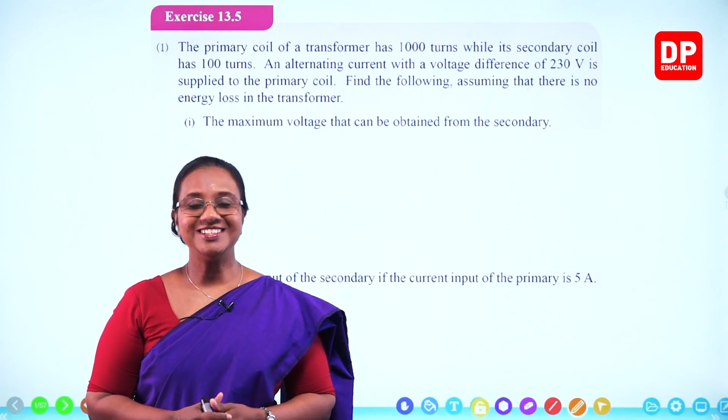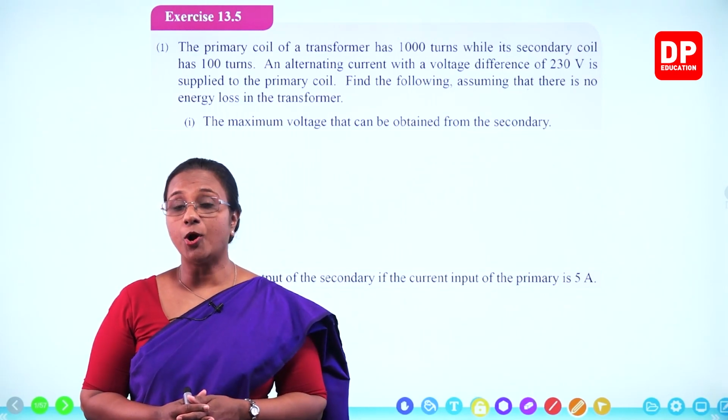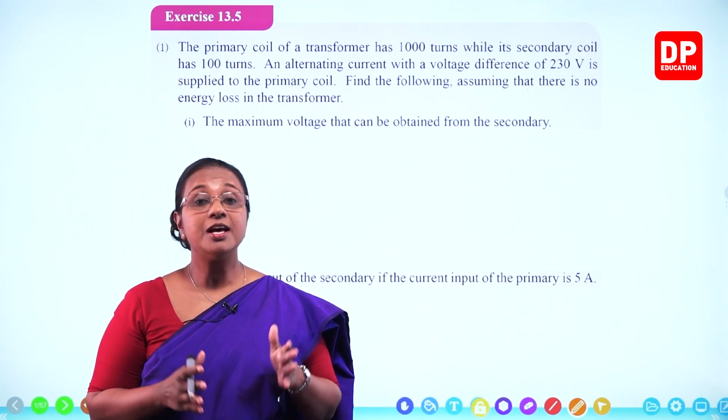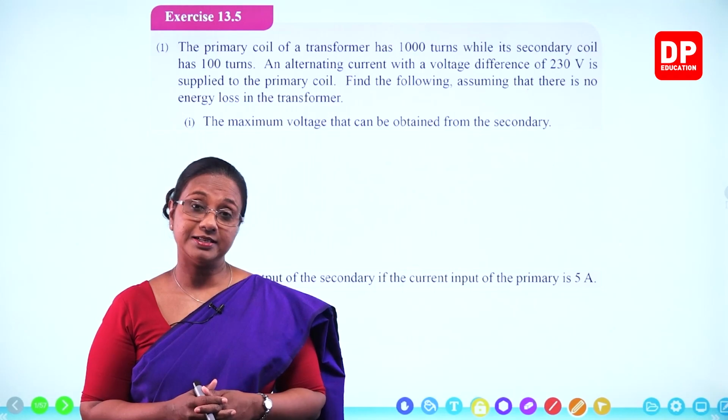Hello my dear students, welcome to today's lesson. Today I am going to discuss with you all the exercise given in your textbook related to the grade 11 unit 13, that is electromagnetism.